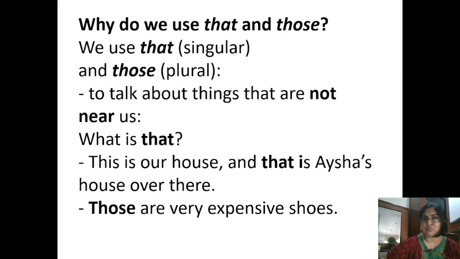Why do we use that and those? We use that with singular and those with plural to talk about things that are not near us. What is that? So that is a pronoun over here. This is our house and that is Aisha's house over there. So those are very expensive shoes. So whenever you want to point to something that is far away or a distant idea, then you use those. Otherwise, for things that are nearby, use that.